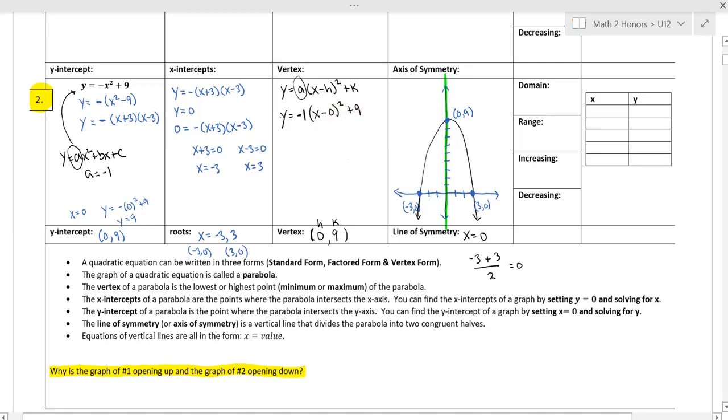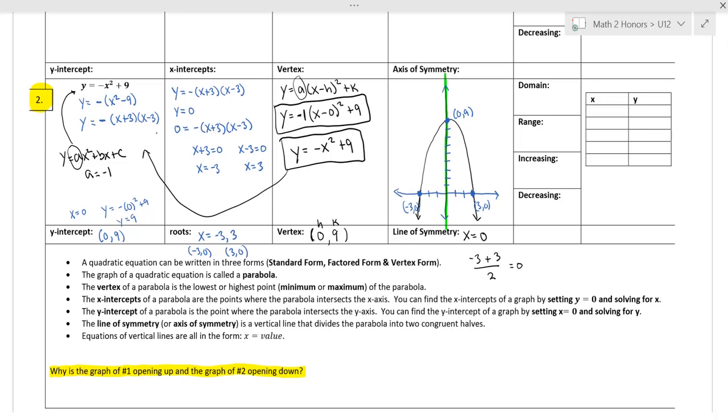And so that would be vertex form. Now, x minus 0 is just x, and -1 times anything, so we could simplify this further to y equals -x squared plus 9. That would also be vertex form, which in this case is also standard form. So sometimes they match, sometimes they don't, but in this case they do.